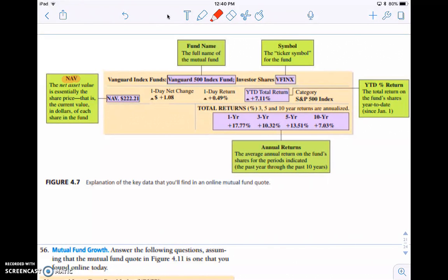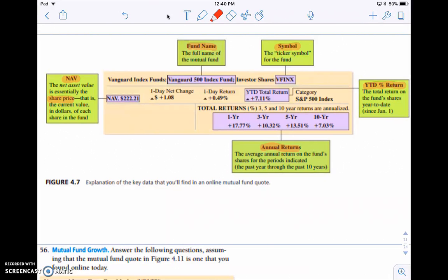Okay, NAV, the net asset value, is essentially the share price, if we want to think of it that way, or the current value in dollars of each share in this fund. Okay, we've got the fund name and symbol. Okay, we've got the year-to-date % return based off of January 1, and then we've got annual returns.